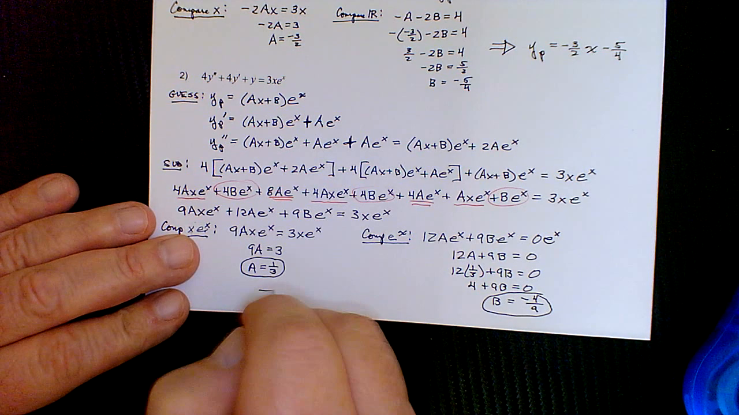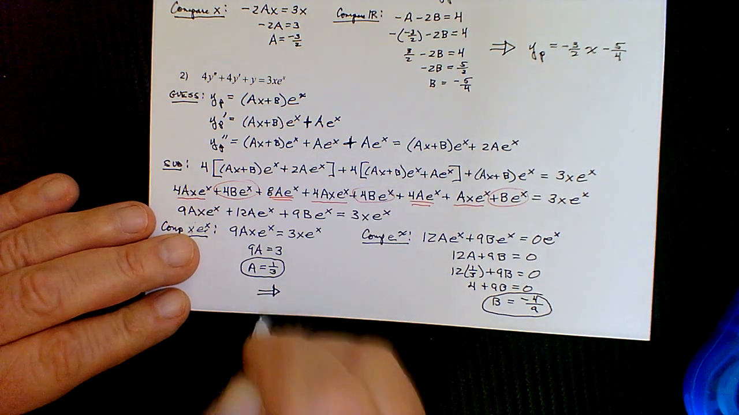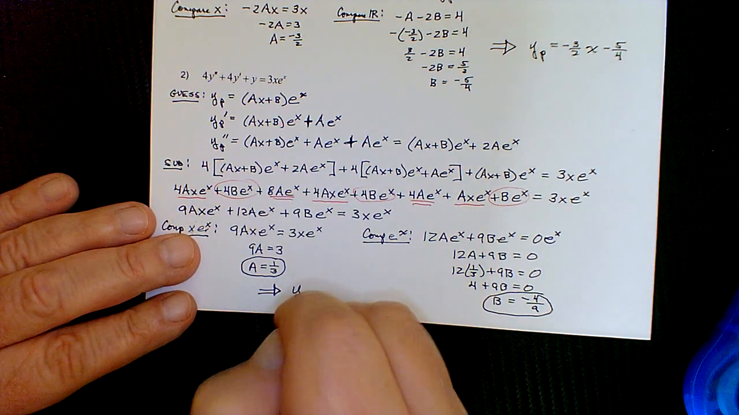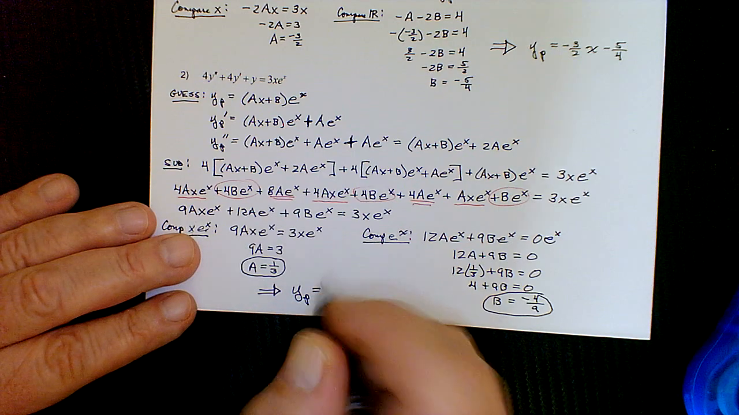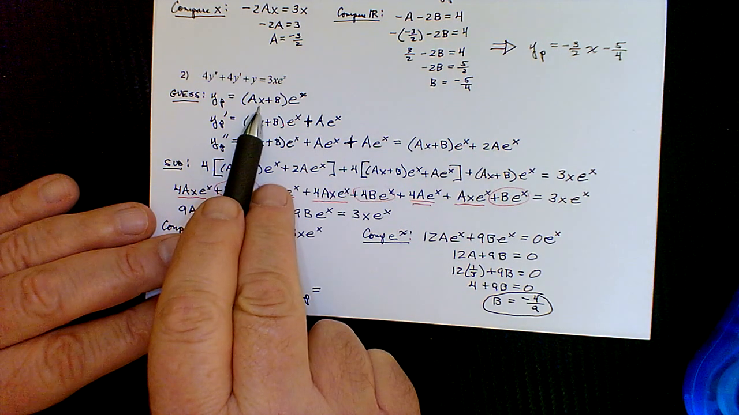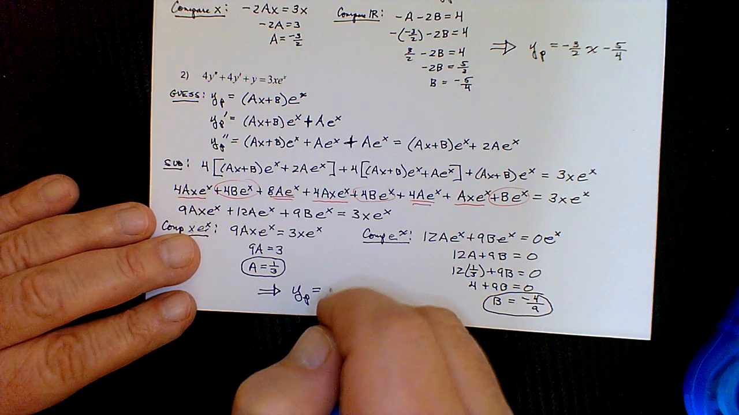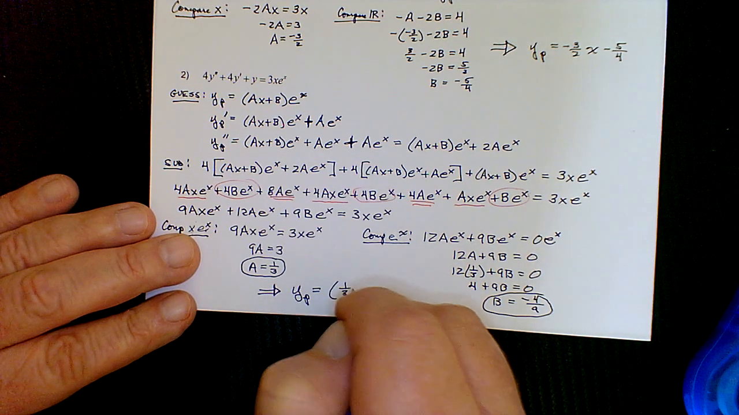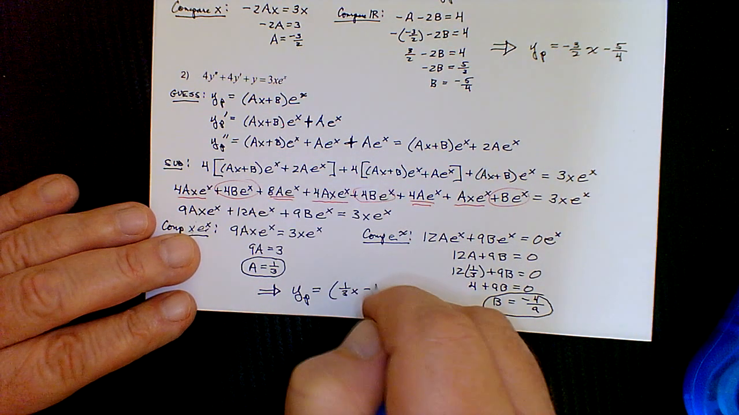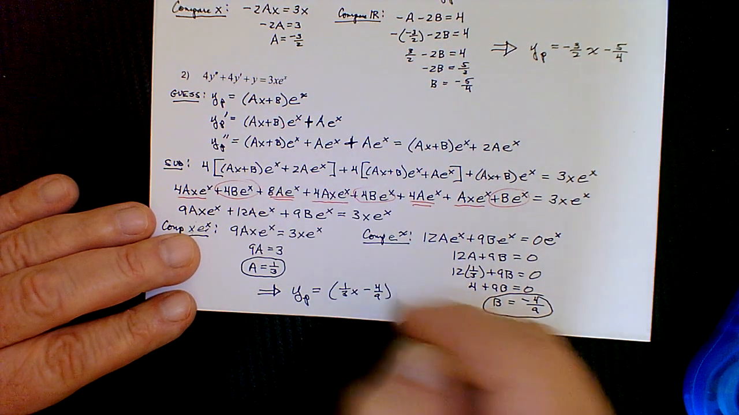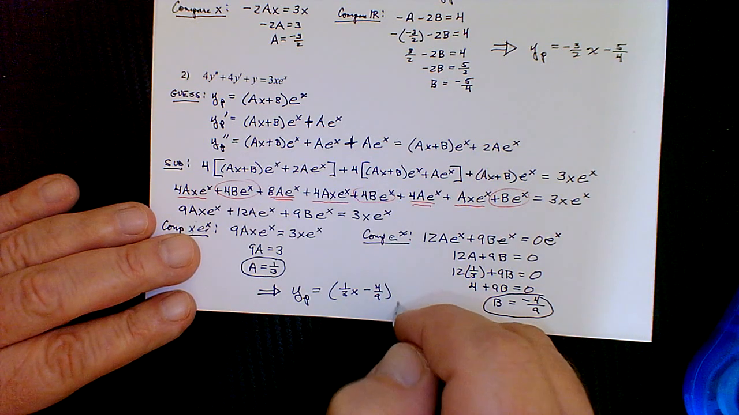Okay, so then our solution for y sub p is, back up here to our guess, ax plus b, so 1/3 as a quantity, 1/3 x minus 4/9, and then times e to the x.